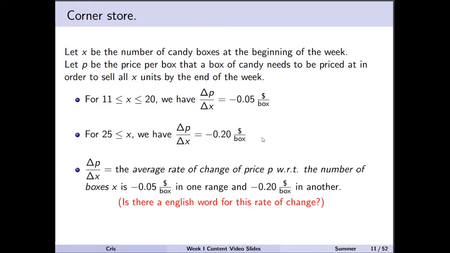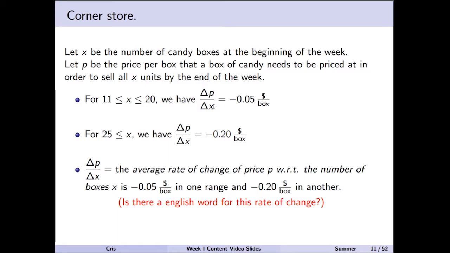How we formulate this mathematically: let X be the number of candy boxes at the beginning of the week. It's how many candy boxes you're going to start with. And P is the price per box that you need to have if you have any hope of selling all X boxes by the end of the week. And so what we've learned from what's said on the previous slide is that when X is between 11 and 20, when you have between 11 and 20 boxes of candy, the change in price over the change in the number of boxes is minus $0.05 per box.